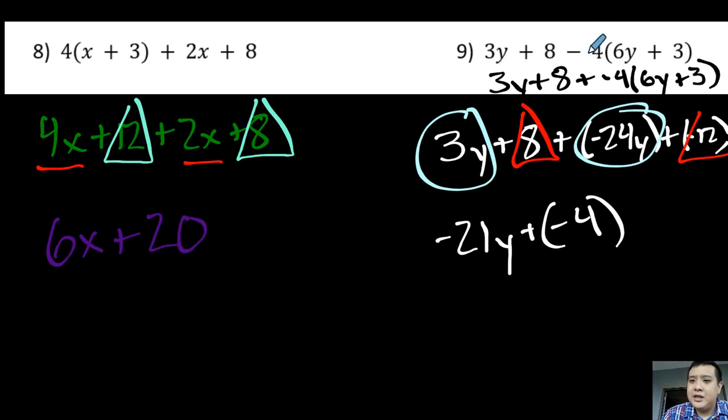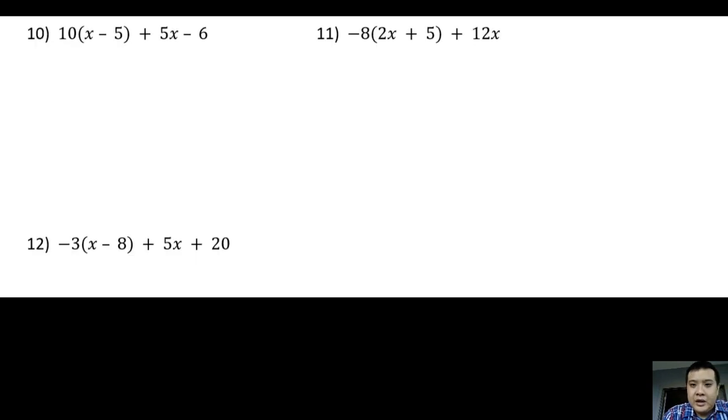Over here, this minus 4, we're going to again change it to addition of the opposite. So that's why I changed it to negative 4 right here, addition of negative 4. And then we distribute this negative 4 into the 6y and 3. And when we do that, we get 3y plus 8 plus negative 24y plus negative 12, because negative 4 times 3 is negative 12. Combine like terms, 3y plus negative 24y is negative 21y. 8 plus negative 12 is negative 4. Go ahead and try these three out on your own.